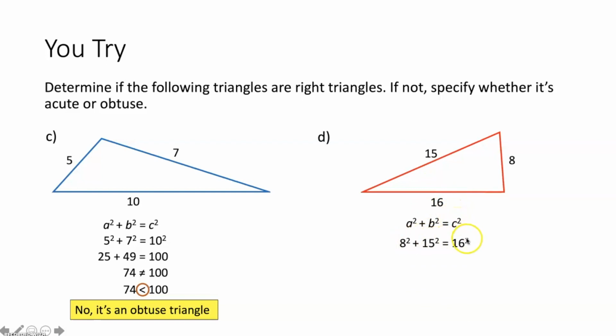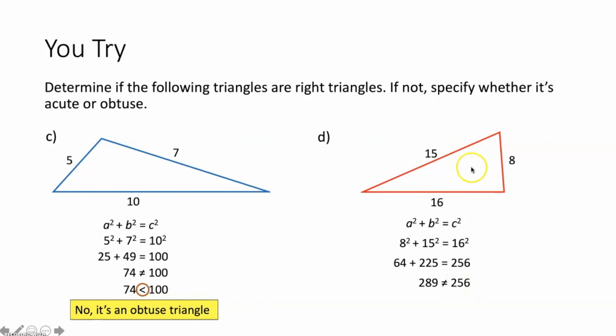Now I square each of these and determine if a squared plus b squared is equal to c squared. If it is, it's a right triangle. If it's not, it's either acute or obtuse. So we square each of these. 8 squared is 64, 15 squared is 225, and 16 squared is 256. We then add these together and we get 64 plus 225 is 289, which is not equal to 256.